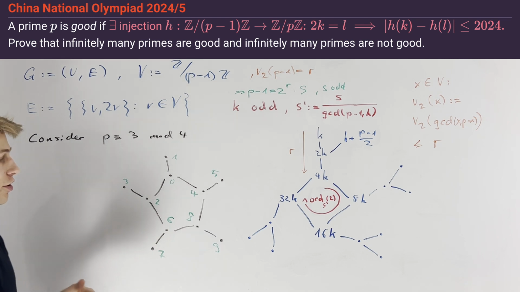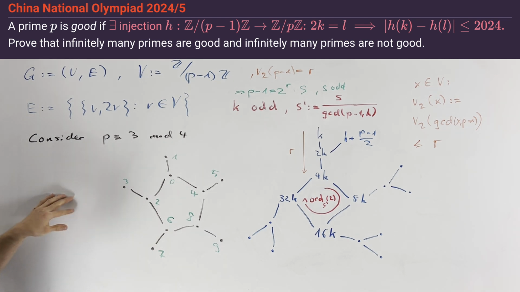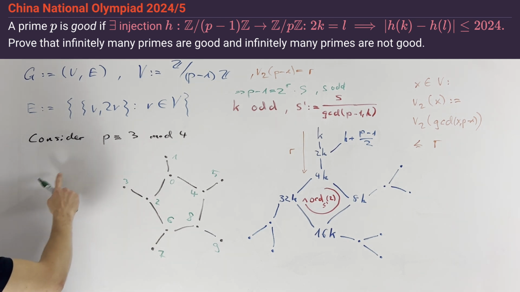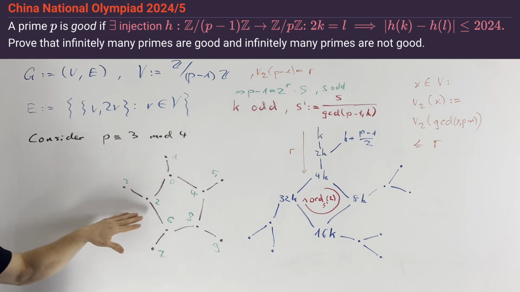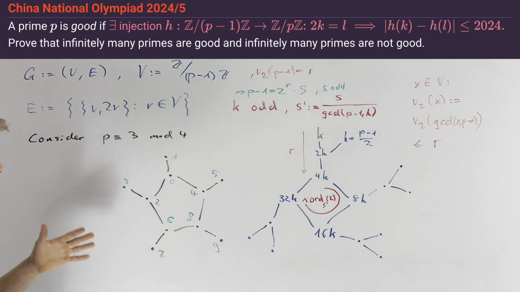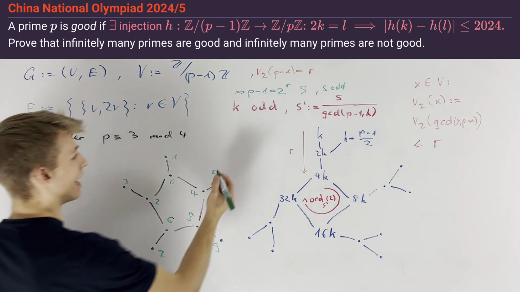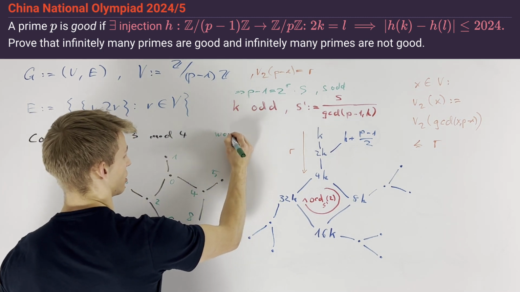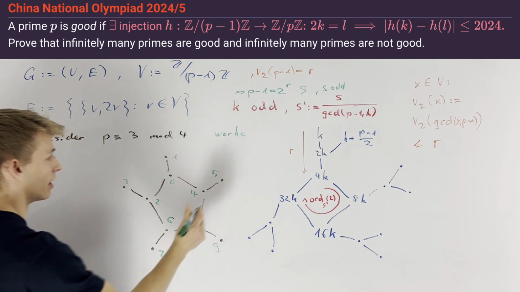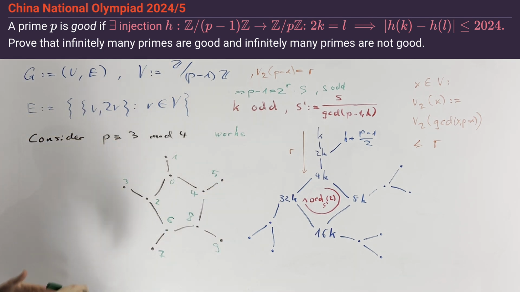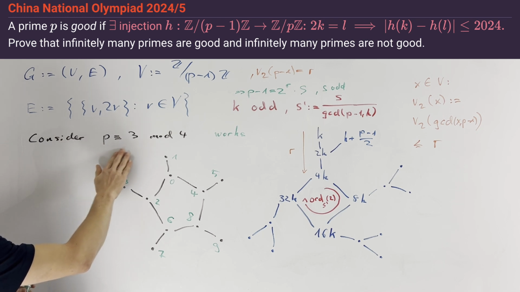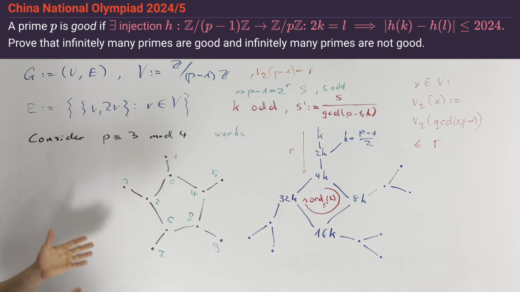And now we can just go on to the next connected component, start with the value 10, and go on with the same strategy. Hence, we figured out that in the case that P is congruent to 3 modulo 4, we are indeed able to find such an injection H. So this case works. And now we can use Dirichlet's theorem, which tells us that there are infinitely many primes P congruent to 3 modulo 4. And therefore, we indeed found infinitely many prime numbers P, satisfying the condition that they are good.